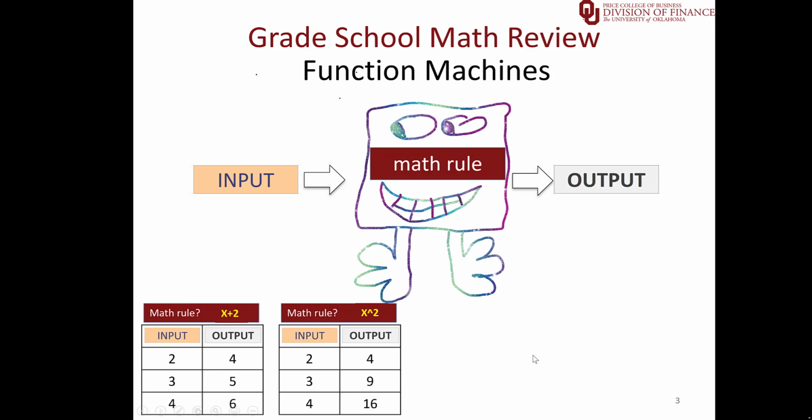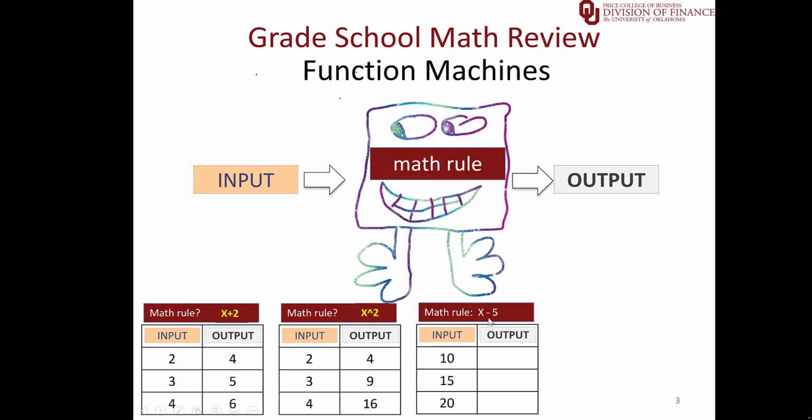Okay, let's do it the other way. Let's say if we had a math rule x minus 5, what would that do to a 10? It would make it a 5. What would that math rule do to a 15? It would make it a 10. Turn a 20 into a 15. You see where I'm going with this. We're taking inputs, applying a math rule, or in our case a model, and creating outputs.